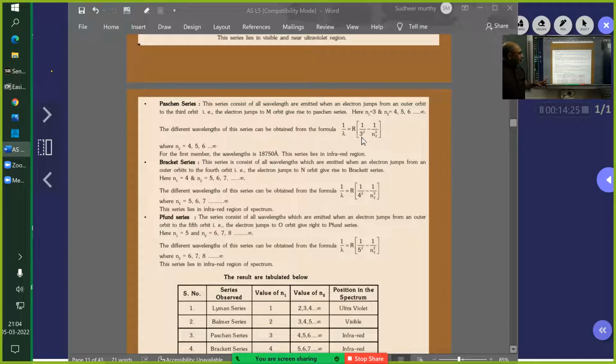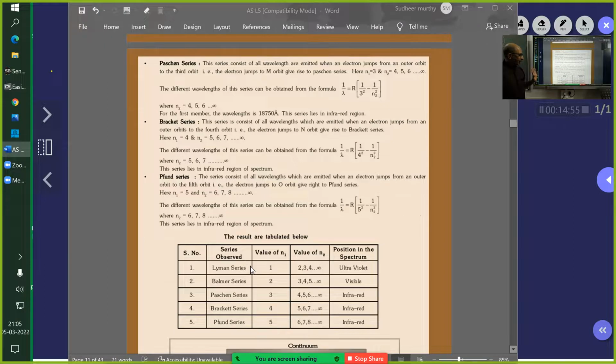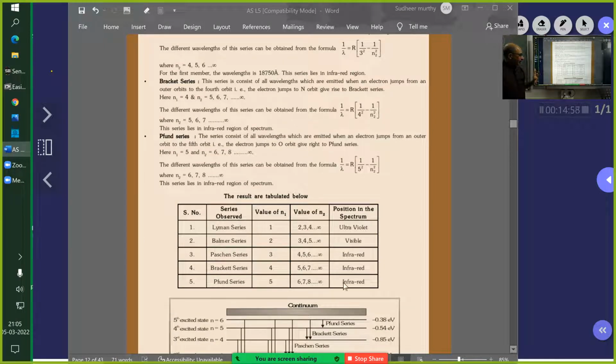Similarly, you have n1 being 3 and n2 being 4, 5, 6, 7. They are called the Paschen series. Similarly, you have the Brackett series and so on. The most important thing is that the Paschen series will lie in the infrared region, and the Brackett series will also lie in the infrared region. Infrared region is just before the visible region. Pfund series is also in the infrared region. And this is the summary of all of them, so that should make things very simple and clear.